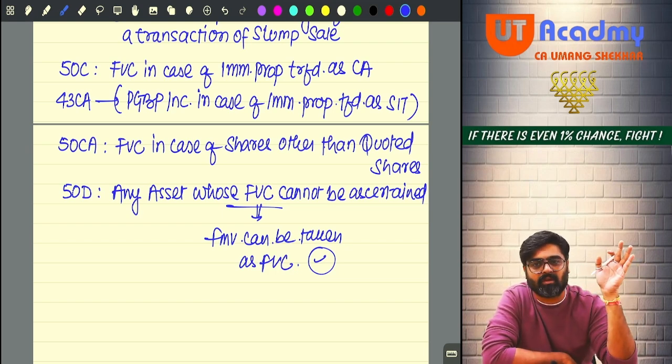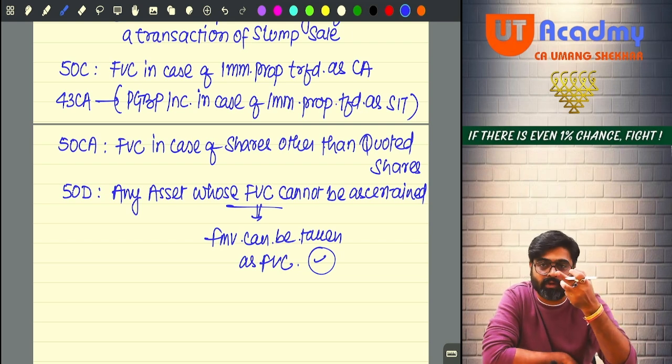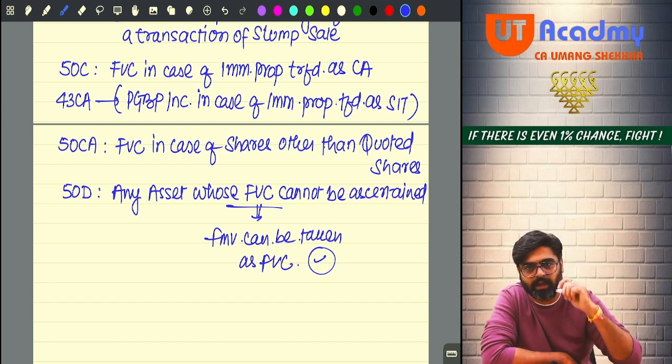So definitely if the assessing officer asks me for how much I transferred my jewelry, my share, my land, I will not be able to tell him correctly. I'll tell him that I have transferred all the 3 assets together for a lump sum amount of 5 crores. So in that particular scenario, 50D can be of great help. The fair market value of the asset can be treated as my full value of consideration to determine the capital gain for each asset. Getting my point, everyone? So this was your 50D.